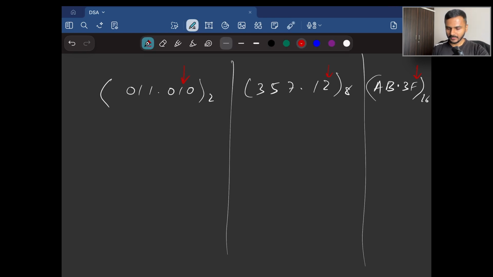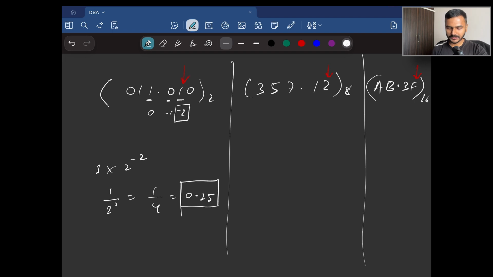So to find the positional value of 1 in this binary number, we will first of all have to find its position, which we know is -2, because this is 0, this will be -1. The one that we are interested in is at -2. What are we going to do next? We're going to say 1 multiplied with 2 power -2. Solving this, we will get 1 by 2 square, which is 1 by 4, which is 0.25. This, by the way, is in decimal. So the positional value of this 1 in this binary number is 0.25.